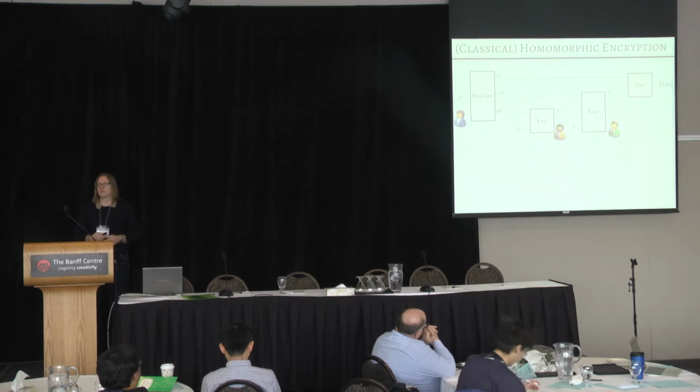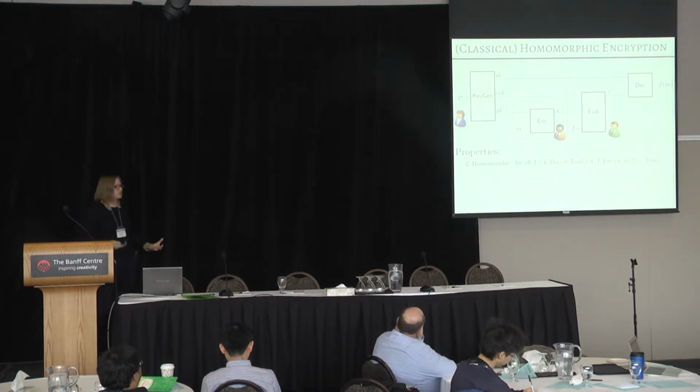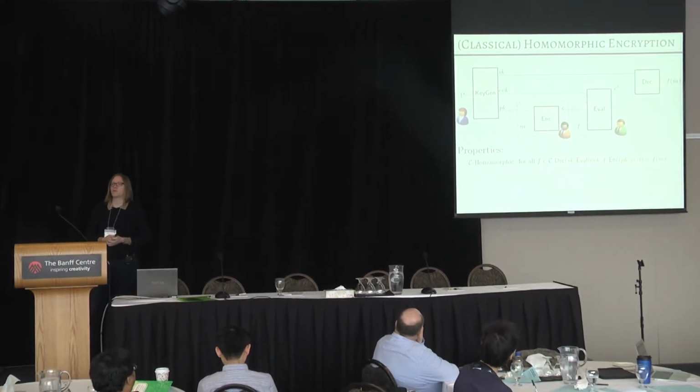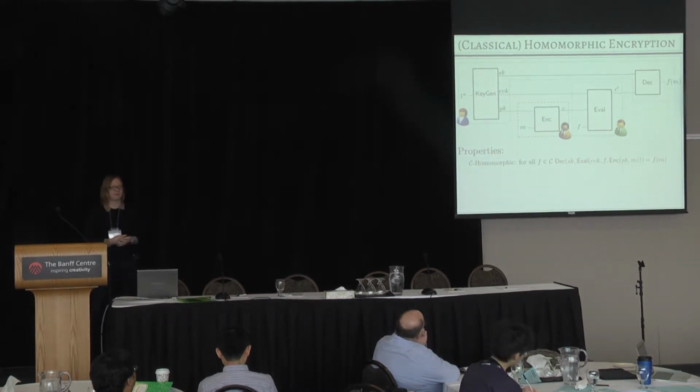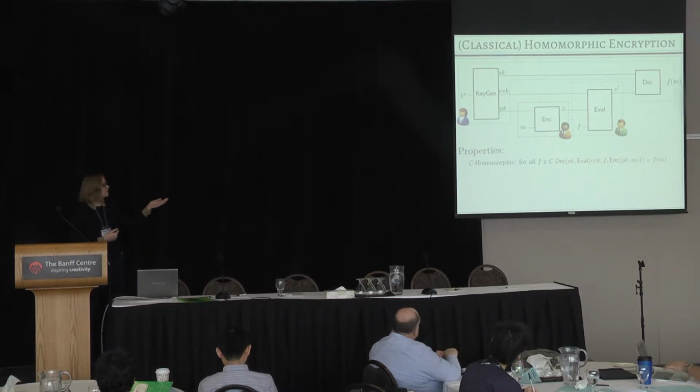So we would like such a scheme to have certain properties. Of course, we would like it to actually be correct in some sense. We say that a scheme is C homomorphic, where C is some class of circuits, if for every f in C, this actually works. That means that for any message m and any f in C, if Bob encrypts m and then Charlie homomorphically evaluates f and Alice decrypts, she will actually get f of m, at least with high probability.